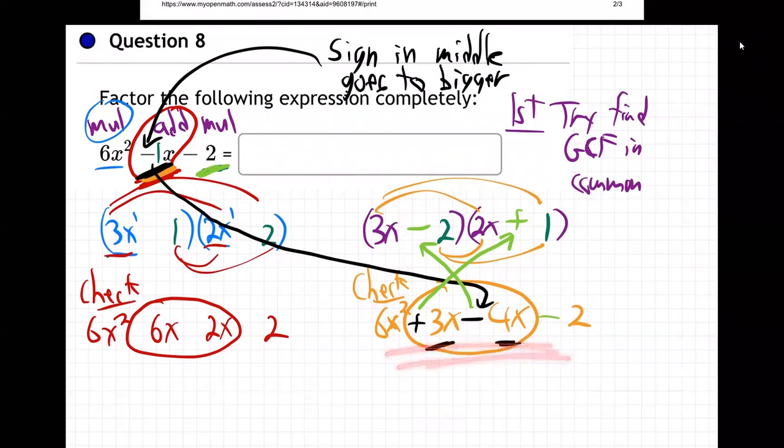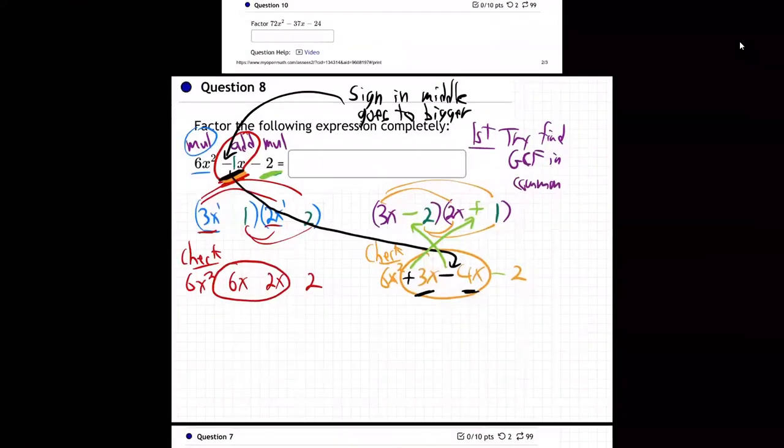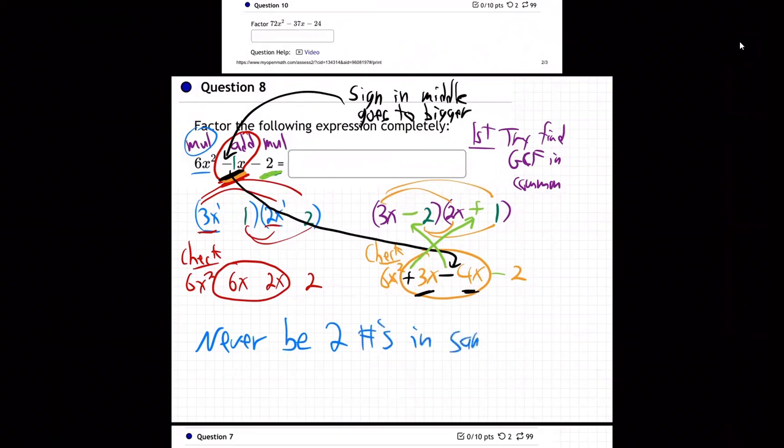So now let me give you one more tip that can actually speed you up, so that you don't have to check so much, which I'm sure you would like. Write it down here. There'll never be 2 numbers in the same parenthesis that have anything in common.